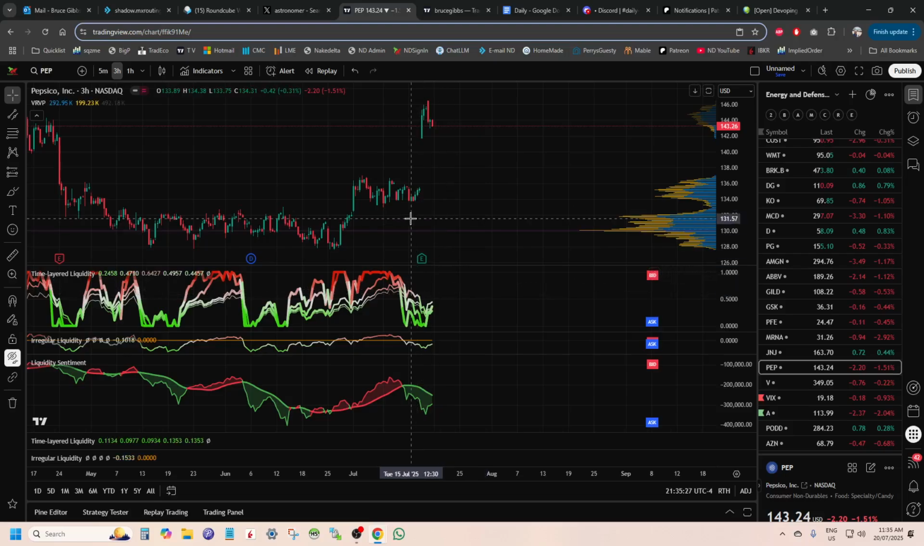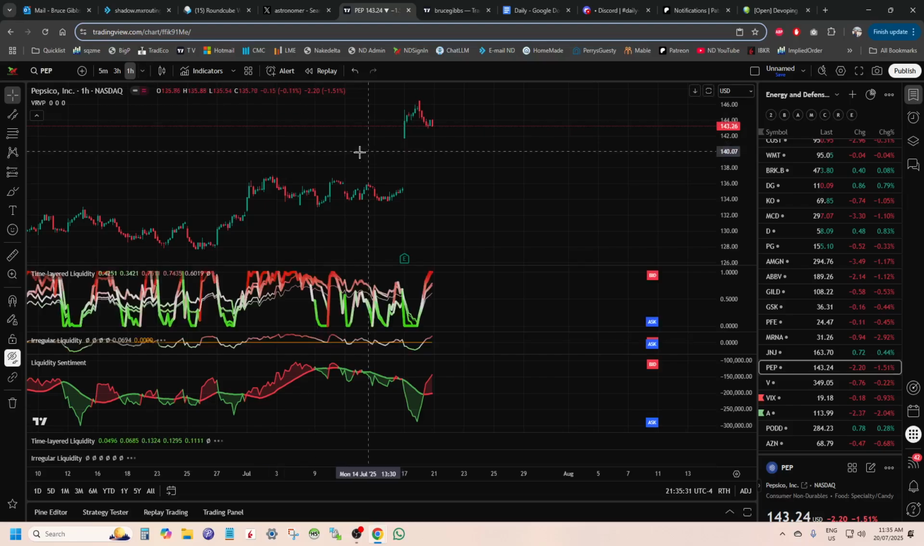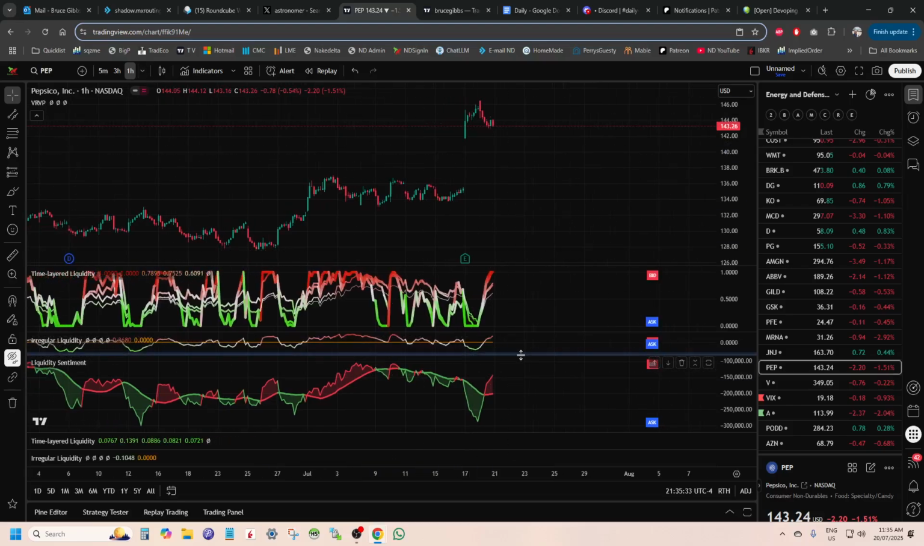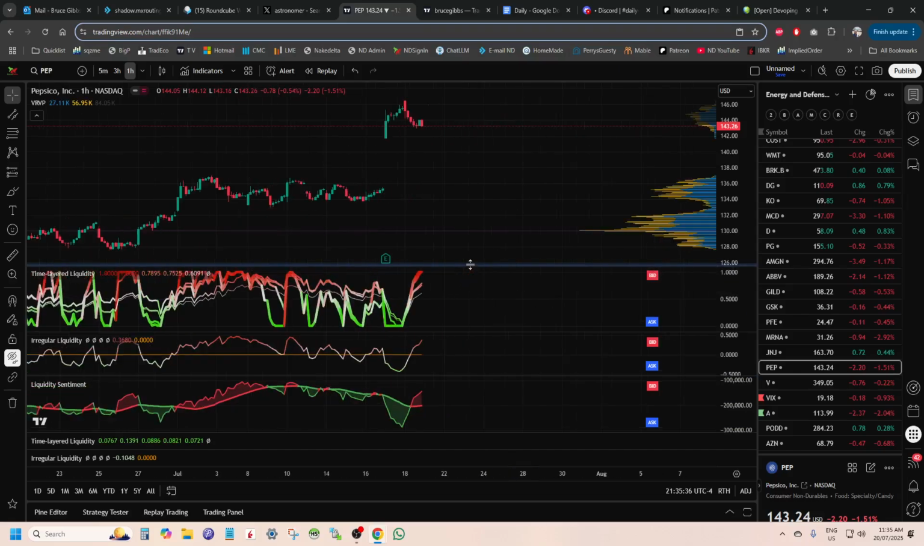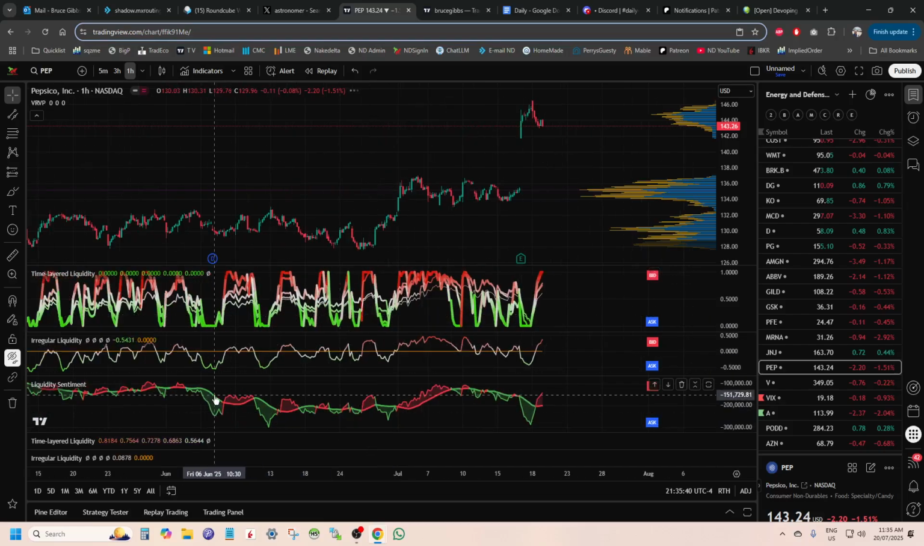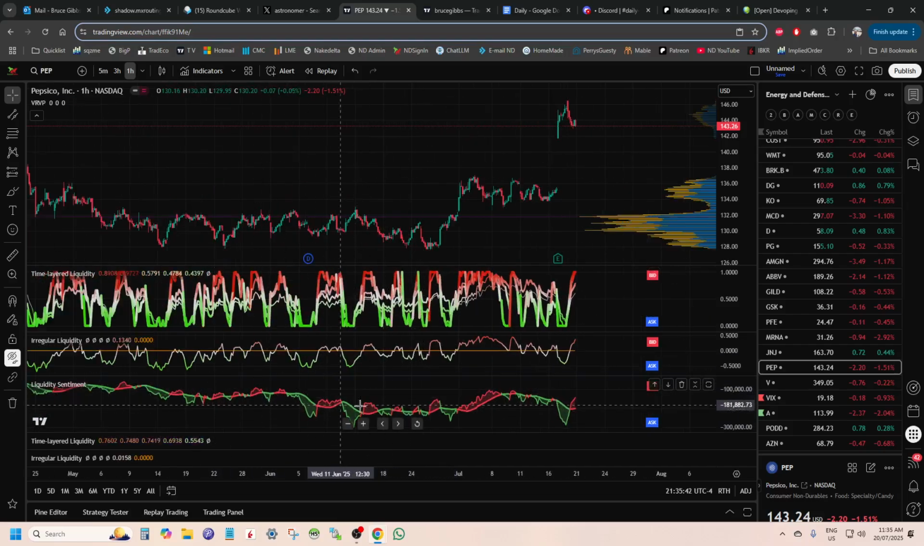So that was the zoom out. The zoom in I do in 2 periods. I like looking at possibly the 1 hour or the 30 minutes just to see what's happening, and we can see this slow tightening happening. We can see this accumulation period here in liquidity sentiment. We can see it happening here in irregular liquidity.